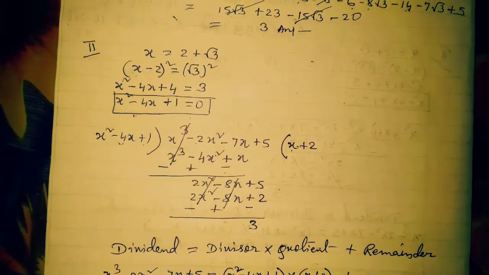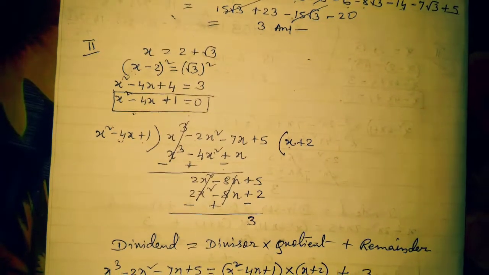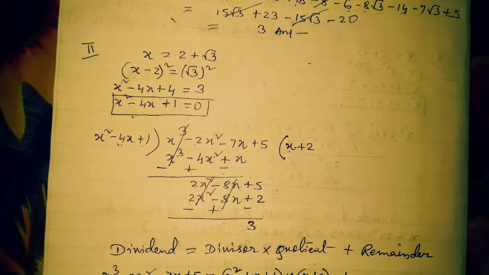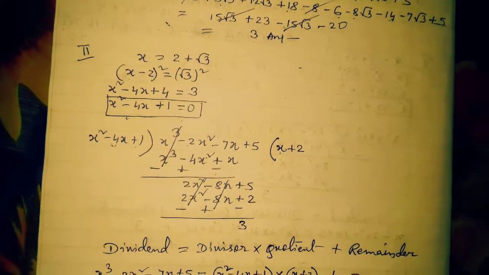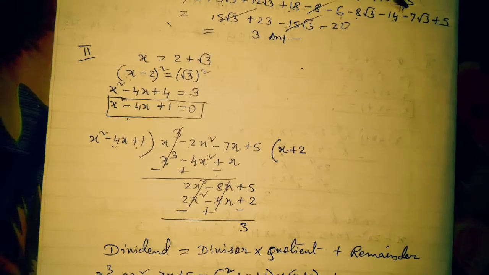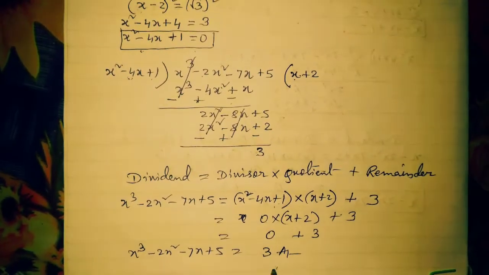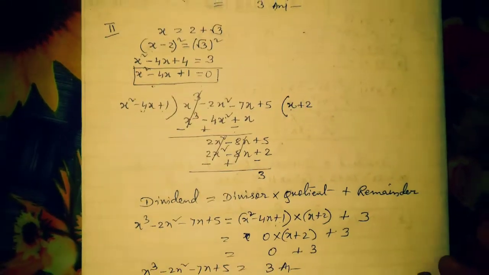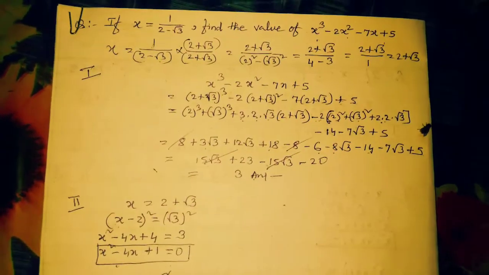So finally it is coming x square minus 4x plus 1 value is 0 into x plus 2, and it is coming 3. So finally this value is 0. If you multiply with a 0, plus 3. So that value is coming 3. So that is why the value of x cube minus 2x square minus 7x plus 5 is coming 3. So in this case also the answer is 3, and here also the answer is 3. So in both the cases the answer is 3. So this way you can solve the rationalizing questions, students. Okay student, thank you.